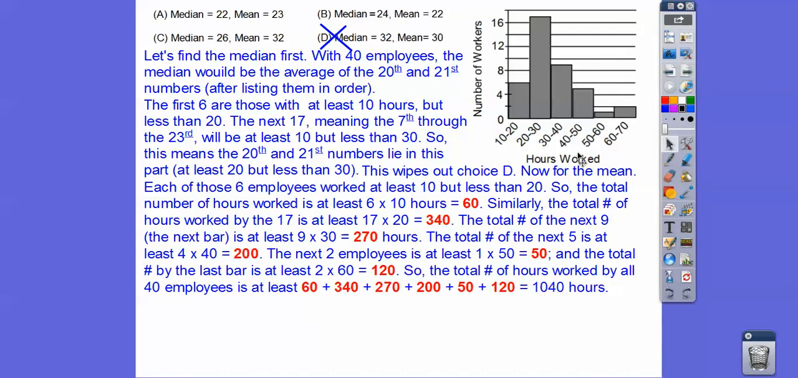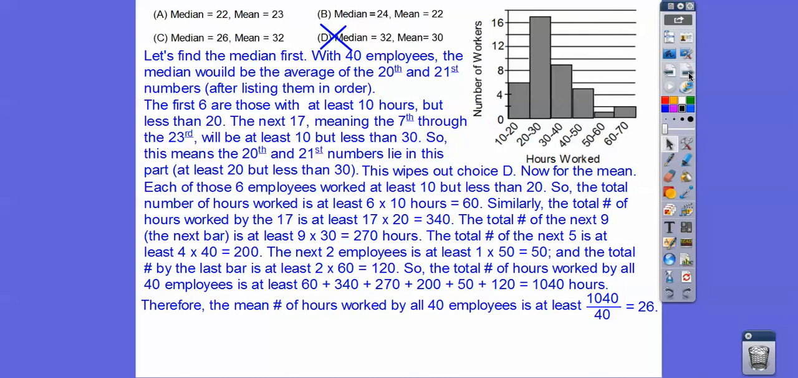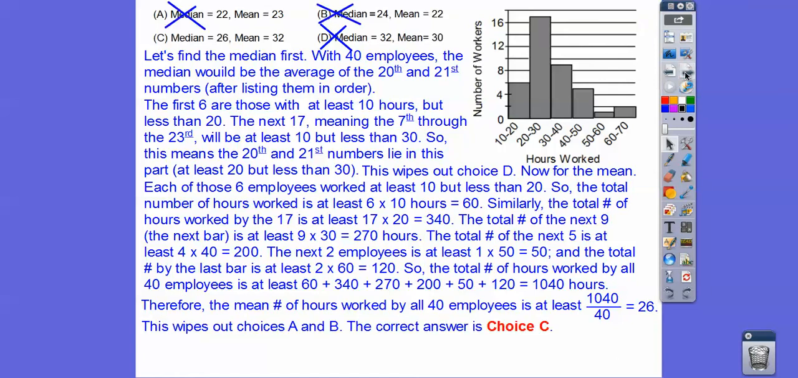To find the average, we add up all of these numbers and divide by the 40 employees. So the 40 employees worked at least 26 hours. The mean is not at least 26, so we can wipe out choices A and B. So the correct answer is choice C. All right, that's a hard one.